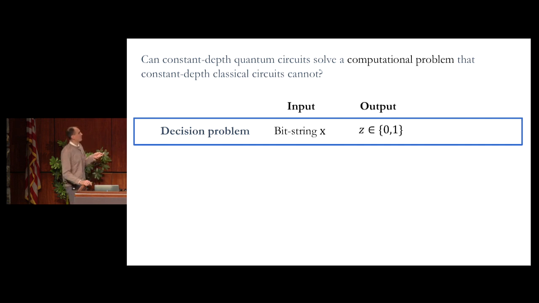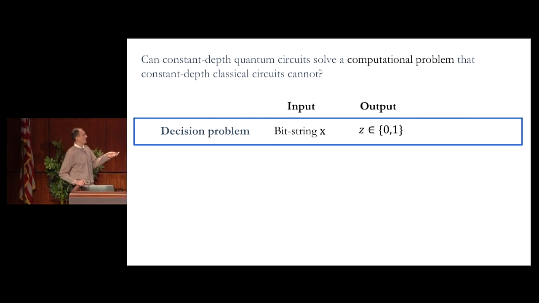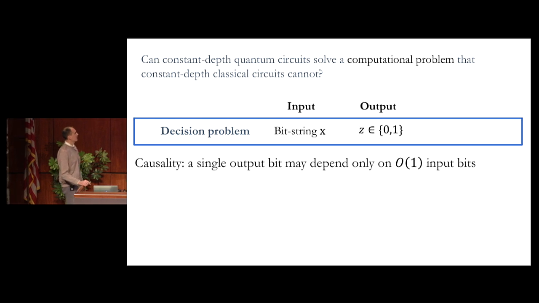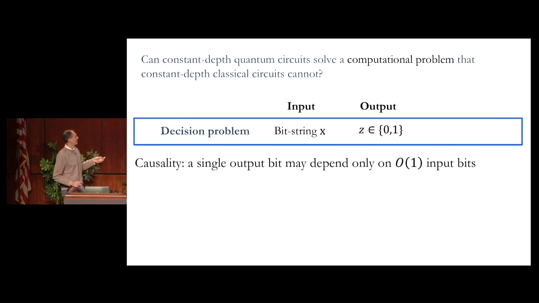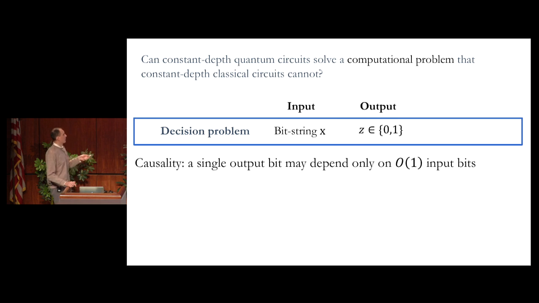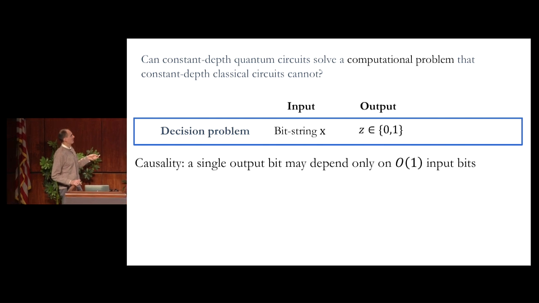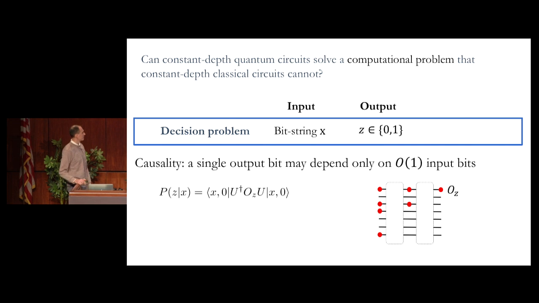Usually in complexity theory, people study decision problems. What it means is that the input of the problem is some bit string x, and the output is just a single bit z, which tells whether x has or doesn't have some property. But it's not hard to see that if a constant depth quantum circuit can solve a decision problem, it can also be solved by a very simple classical circuit. Basically, we can use causality to show that this output bit Z can only depend on a constant number of input bits.